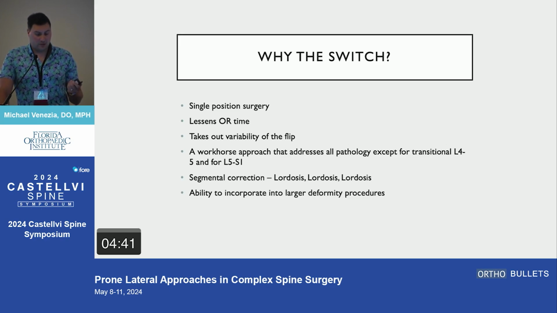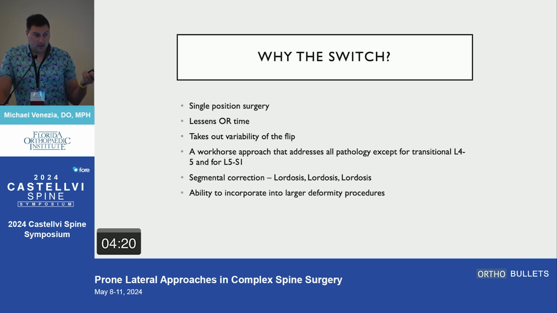So for me, why the switch? Single position surgery was always an interest to me to limit OR time, take the variability out of the flip. We all have great OR staff, but this adds a significant component to our time in the hospital, and I like being in the hospital as little as possible. And it really is a workhorse solution to everything except for your transitional anatomy and L5-S1.